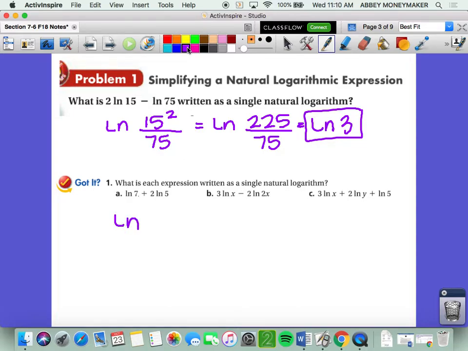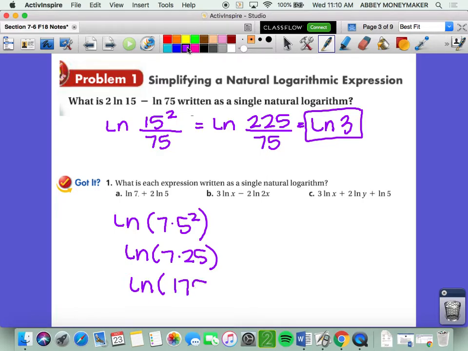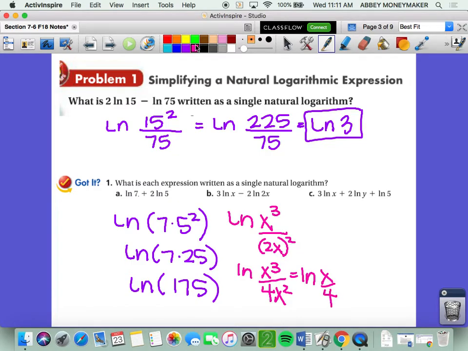On A, I would have the natural log of what? 7 times what? 5 squared. The natural log of 7 times 25. What is 7 times 25? 175. On B, we would have the natural log of what? x cubed over, and everything is squared there, right? So you would have the natural log of x cubed over 4x squared, which simplifies to the natural log of x over 4. Do y'all see that? If it can simplify, simplify it.